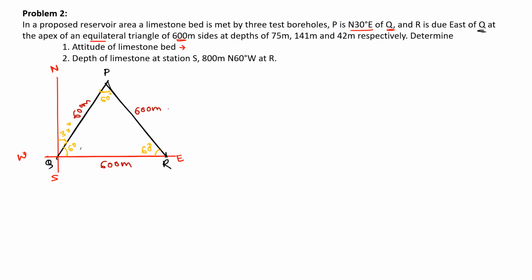Then at a depth of 75, 141 and 42 meters respectively. So when they say respectively, it is like this one is 75 meters, Q is 141 meters, and R is 42 meters.